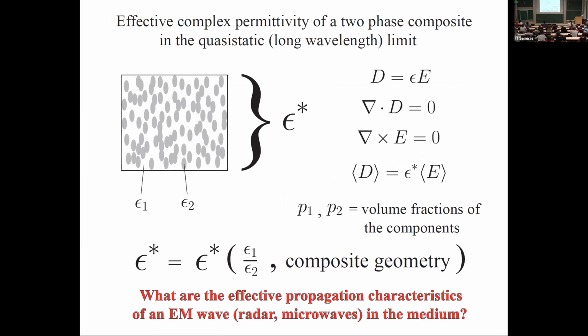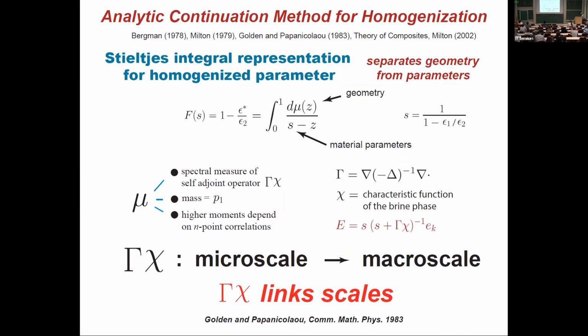And so the underlying formulation is the quasi-static Maxwell's equations, as shown here. And what we're interested in is the effective complex permittivity, which is a complicated function of the ratio of the complex permittivities, so these are complex numbers, as well as the composite geometry. That's really what's determining things. And then one of the key ideas that actually goes back to my PhD thesis was this so-called Stieltjes integral representation. So these are a very important class of functions for which you have these beautiful integral representations.